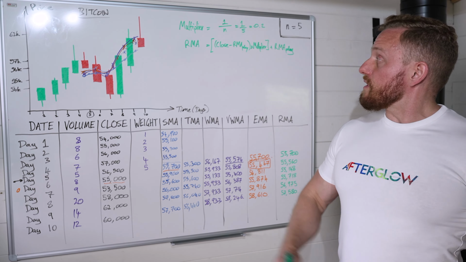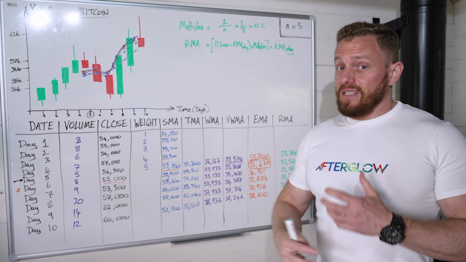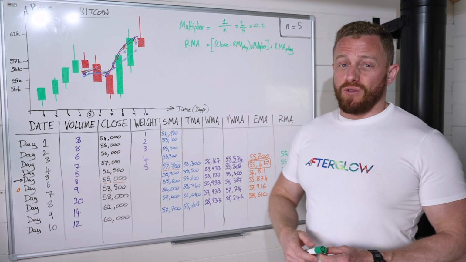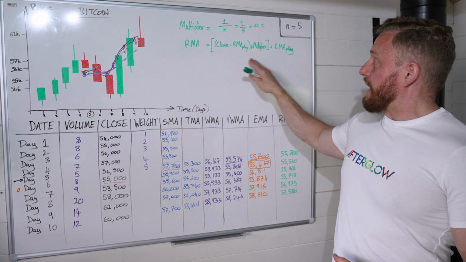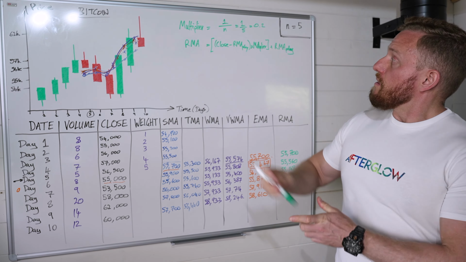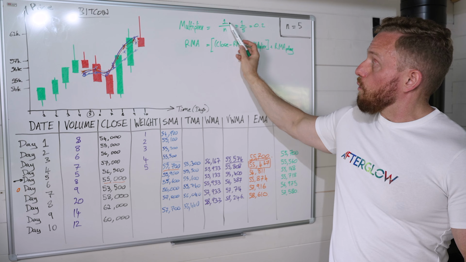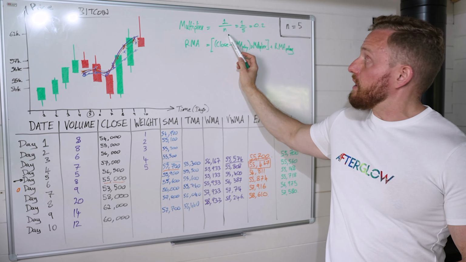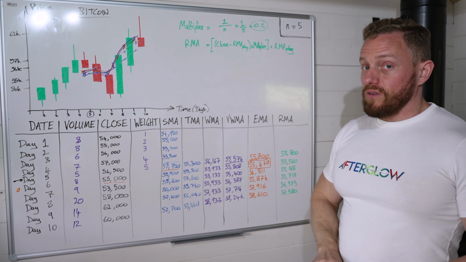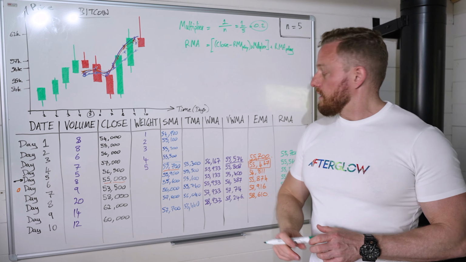Lastly, we have the RMA, or relative moving average. This is actually very similar to the EMA, exponential moving average. In fact, it uses exactly the same formula. The only difference is the multiplier factor. Here, the multiplier is just 1 divided by the number of periods. So 1 over 5 equals 0.2 instead of the 0.33 recurring we had before.